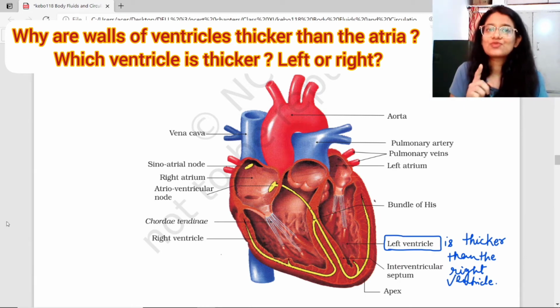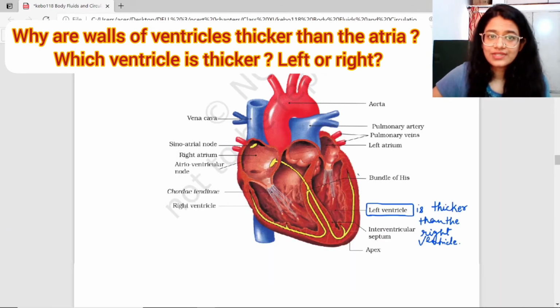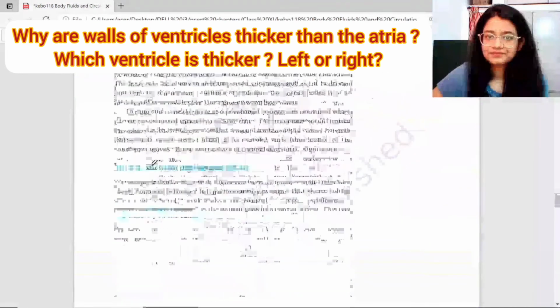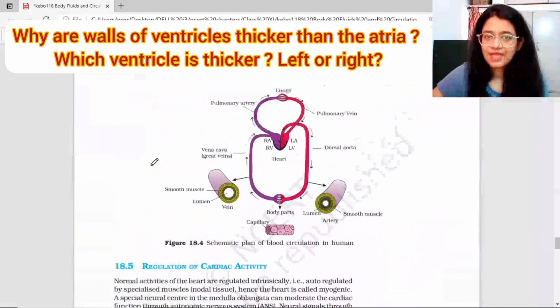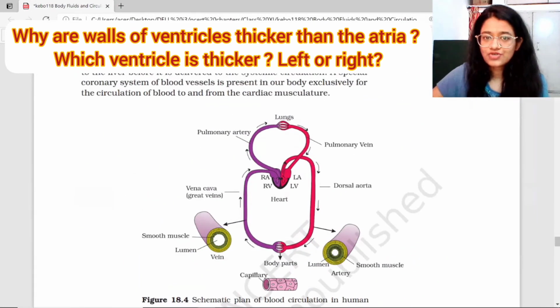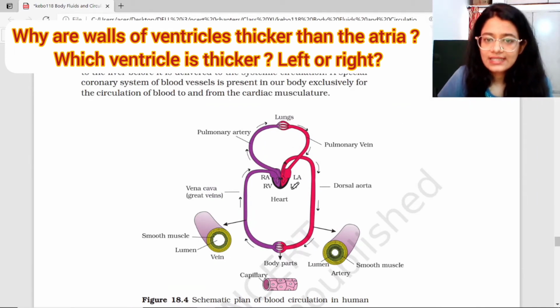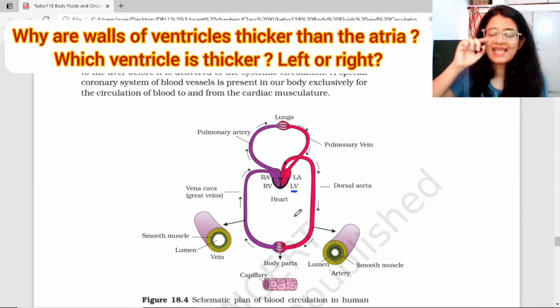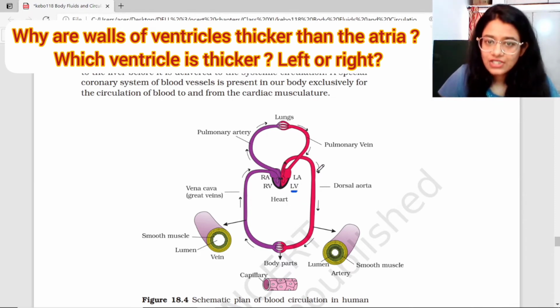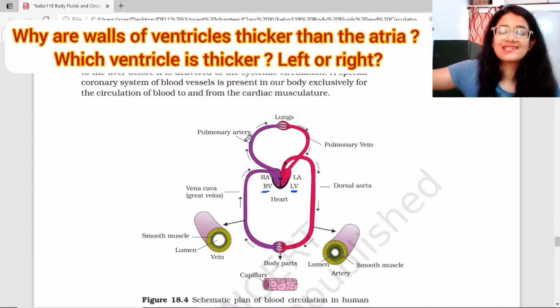For that we'll have to see the circulatory pathway, the circulatory mechanism. So let's go to this diagram which is given here. See this diagram very carefully and try to locate what the functions of left ventricle and right ventricle are. You can see that the left ventricle, shown as LV, is pumping the blood to the body parts, whereas the right ventricle is pumping the blood to where? Pulmonary artery, and it is going towards the lungs.